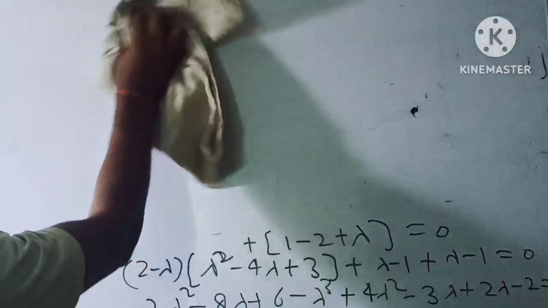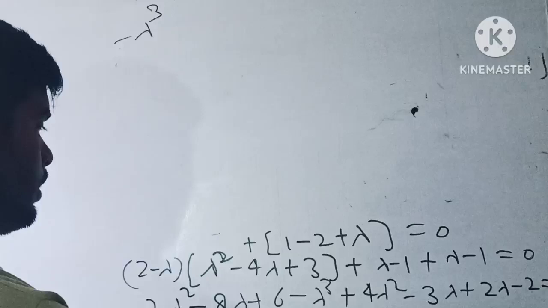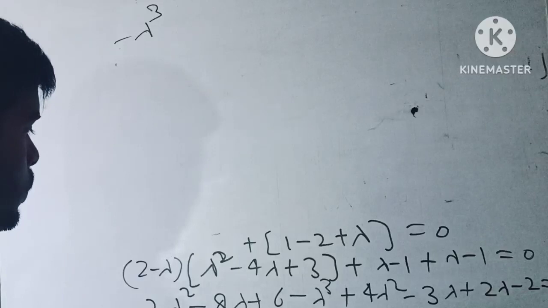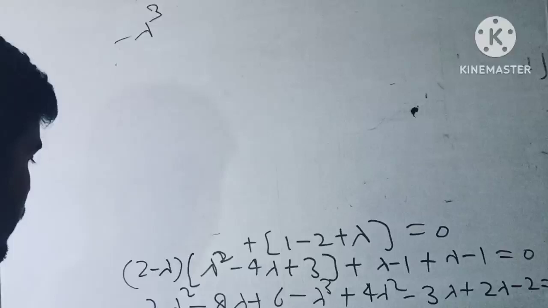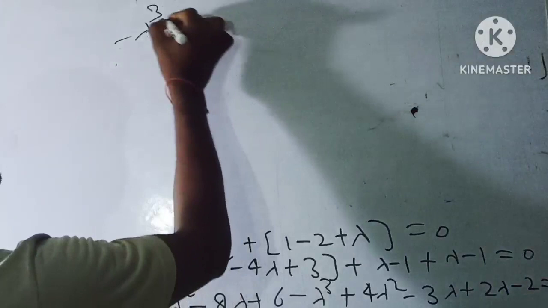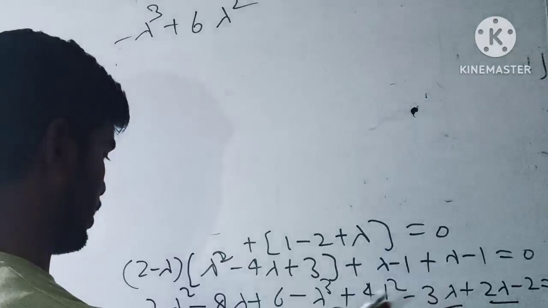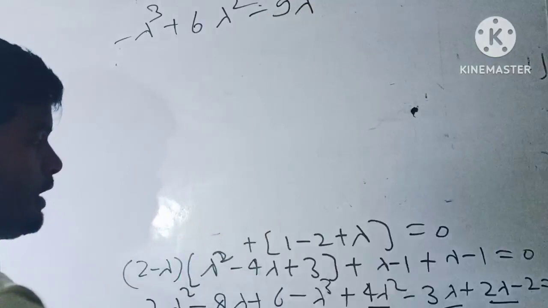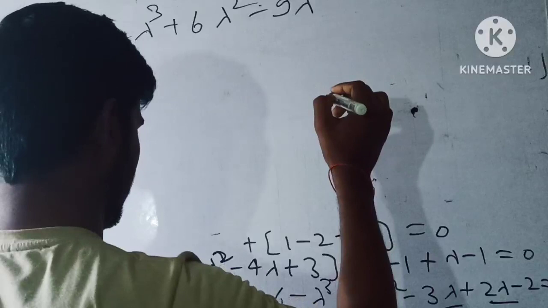the characteristic roots, right? So minus lambda cube, and this has the highest power of lambda. So first of all write this lambda, right? And after that we will write the second power of lambda, that is 4 plus 2, that is plus 6 lambda square. And after this, 3 minus 3 plus 2 minus 1 and minus 9 lambda, right? Six minus two, that is plus 4, so it should be right.